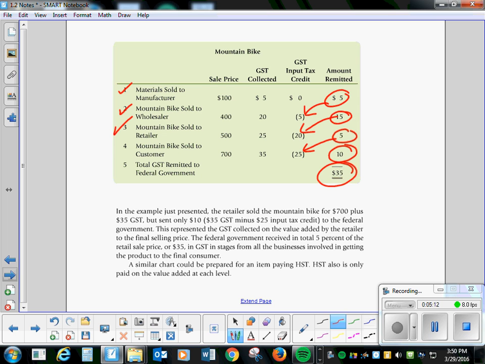This represented the GST collected on the value added by the retailer to the final selling price. The federal government received in total 5% of the retail sale price for 35 in GST in stages from all the businesses involved in getting the product to the final consumer. So they didn't receive it all at once, but they did eventually in all of the steps.